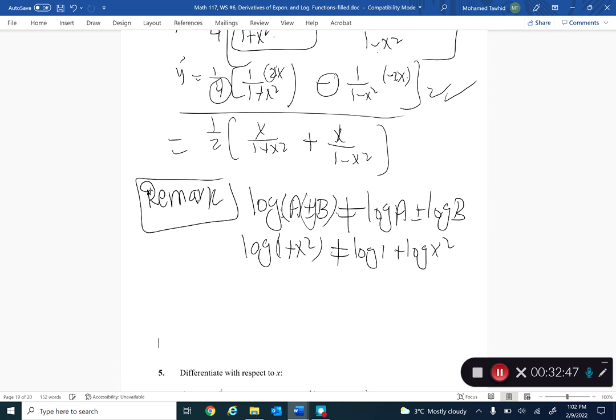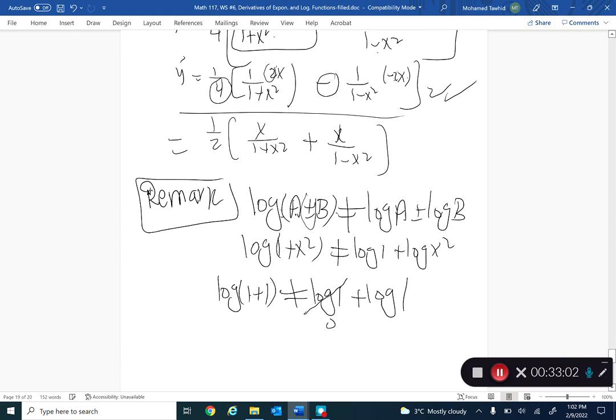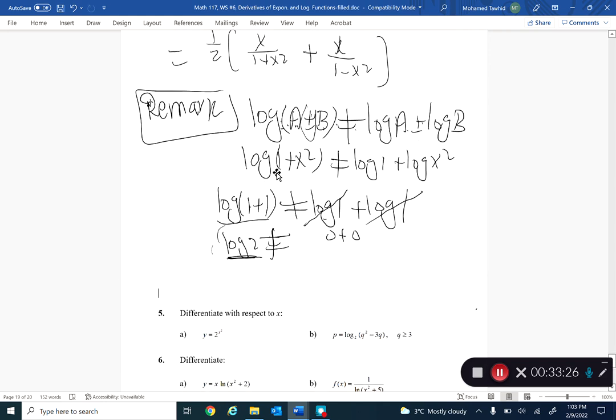Simple example for this, if you take a equal 1, if you take b equal 1, for example, a plus b is 1 plus 1. What is log of 1 plus 1? Is this one equal to log 1 plus log 1? If I use technology, log 1 is 0. Log 1 is 0. So what did you get in here? 0 plus 0, you get 0. But what is log 2? You can use technology, you get some non-zero number. But here what did you get? You get 0. So what is the rule? If you have log of a plus or minus b, it does not equal log a plus or minus log b. I cannot distribute the log. All right? Please remember this remark because it's very important.